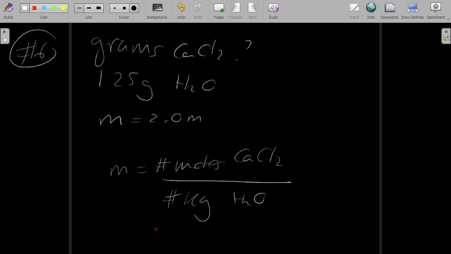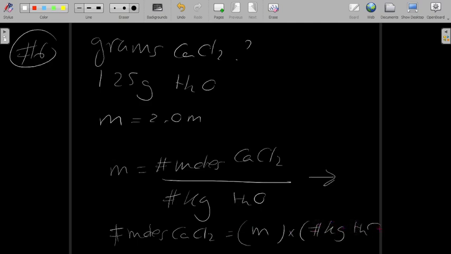So let's modify this formula. I want to have the number of moles of calcium chloride. So that is my molality multiplying my number of kilograms of the solvent, which is water. Do I have molality? Yes. Do I have kilograms of water? No. I have grams of water. So the first step is translate this into kilograms. So grams to kilograms, 1,000 of them in 1 kilogram.